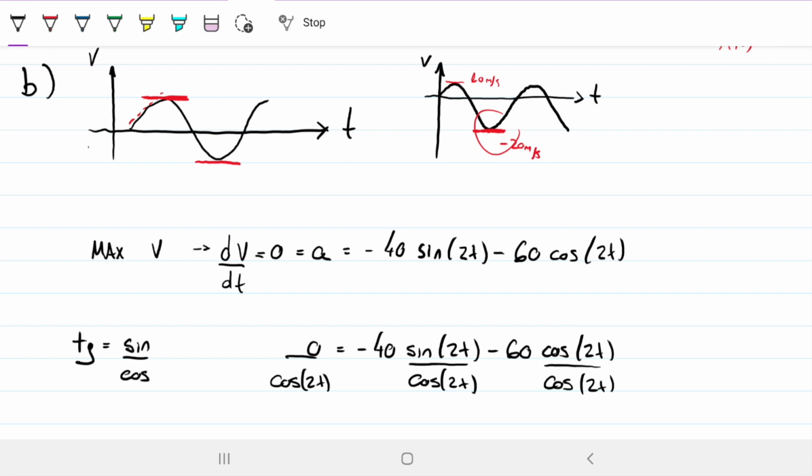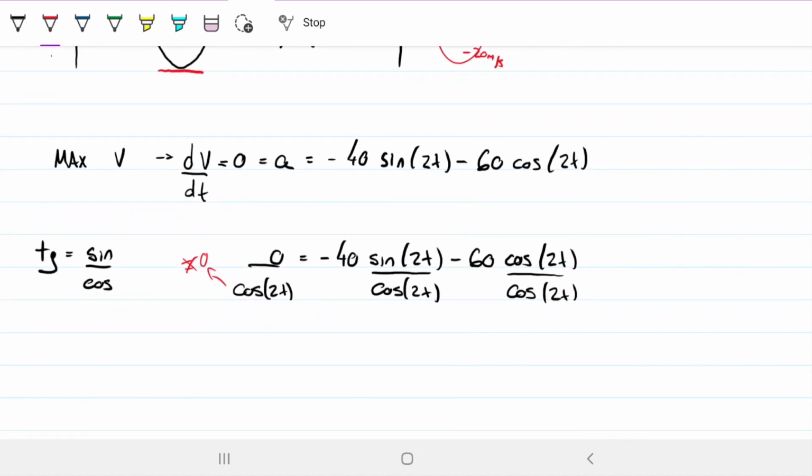Okay, so as long as the cosine is different than 0, I can do that. And we know that that's not going to be always true because at some point cosine is equal to 0. But for the sake of finding the magnitude, it's going to be just fine.